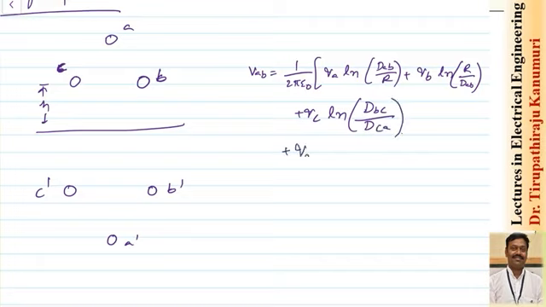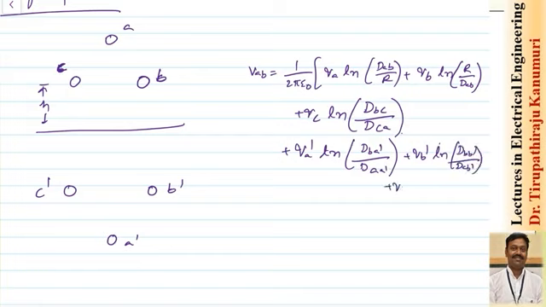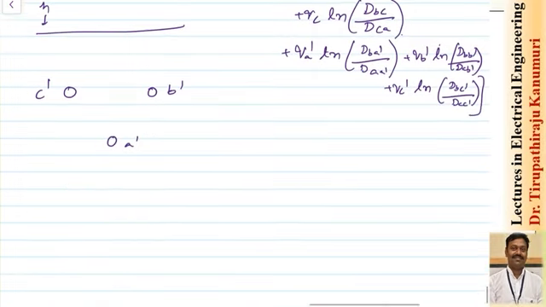Plus similar is the case for image conductors, QA dash into ln of DBA dash to DAA dash. Similar is the case QB dash into ln of DBB dash divided by DAB dash, plus QC dash into ln of DBC dash by DAC dash. So this is what is there. So once this is there, I can simplify this one. So this I am simplifying here. This will become 1 by 2 pi epsilon naught into QA into ln of.